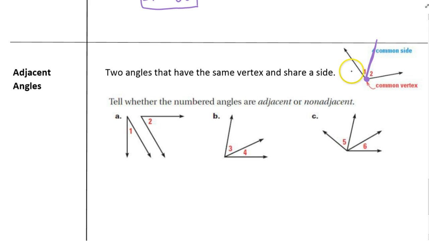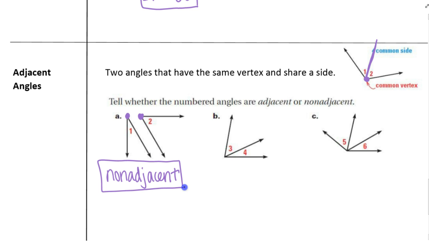So let's look at these three examples here at the bottom. So A, is angle 1 and angle 2 adjacent? Well, do they have the same vertex? Here's this vertex and this vertex. So if we have two of them, they can't just have one shared one. So this is a no. These are non-adjacent. Non means not.